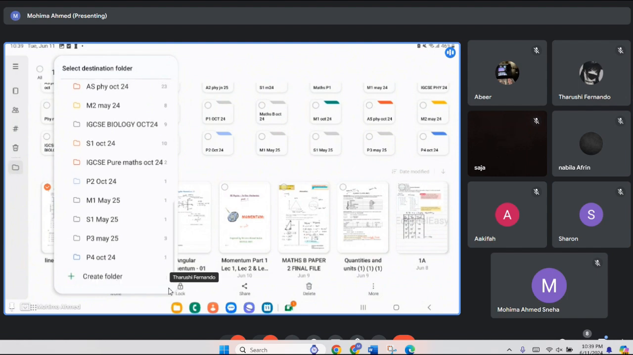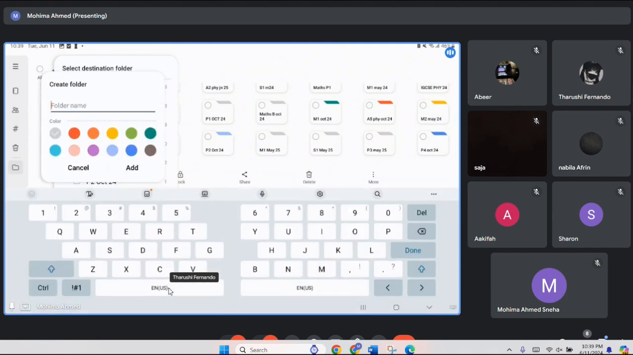Oh, okay, sorry. I actually haven't created any folder for your A2 classes, right?